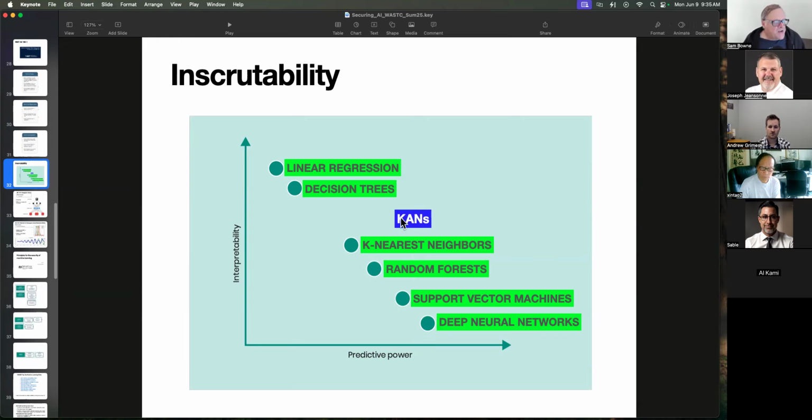Now, there's a new thing. These Kolmogorov-Arnold networks are a new kind of network to compete with deep neural networks that are very predictive but easier to control. And we'll talk about them in the project.